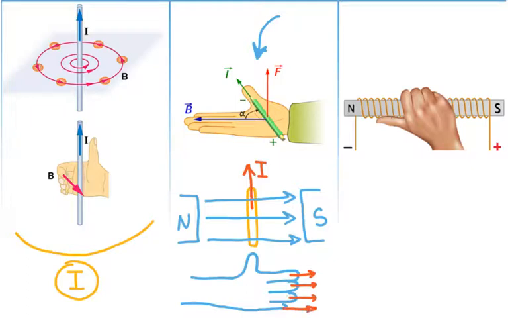And it's a flat hand. The thumb shows the direction of the current, and the force acting on the wire by the magnetic field that you placed it into is going to be out of your palm.